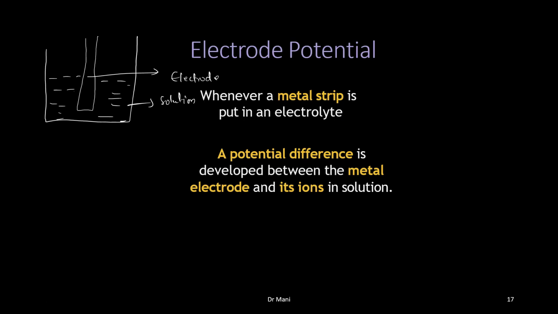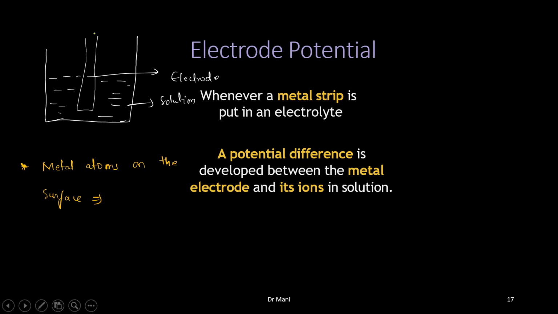What are those? One is that the metal atoms on the electrode surface lose electrons. Suppose this is zinc metal. This zinc metal will start losing electrons and turn into Zn2+. Or if it is magnesium metal, magnesium will lose electrons and turn into Mg2+. Understood, Shrikar?